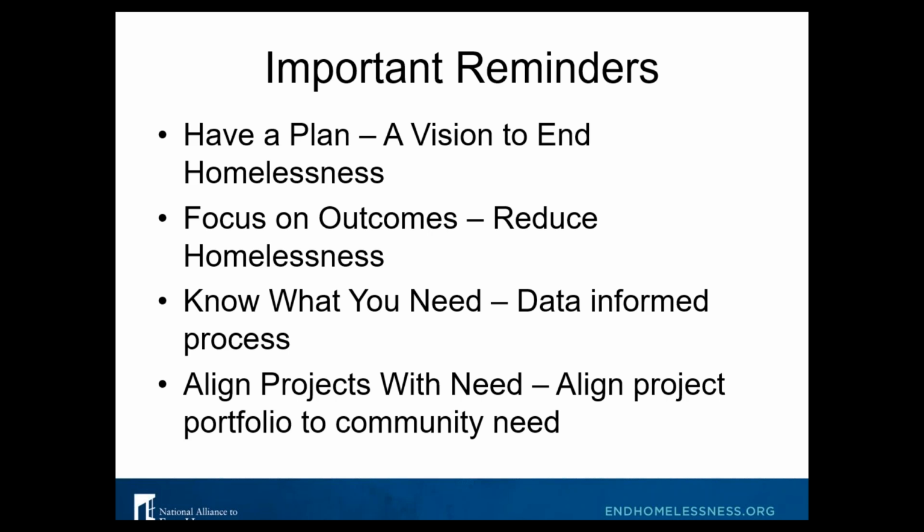We want to increase exits from the homelessness system to permanent housing. So we want to make sure that we are choosing projects that are really focused on exiting the most vulnerable and targeting the most vulnerable for permanent housing. We also want to align, know what you need. So you want to make sure that you're using a data-informed process. So what does that mean?